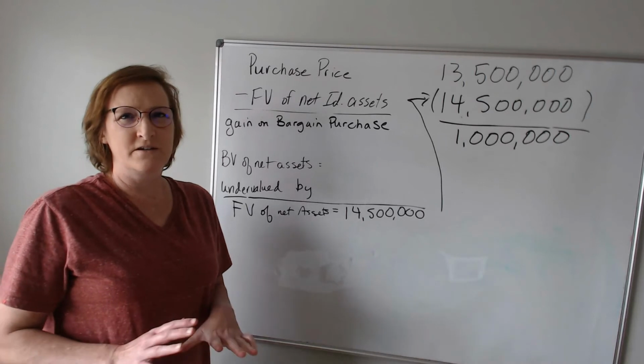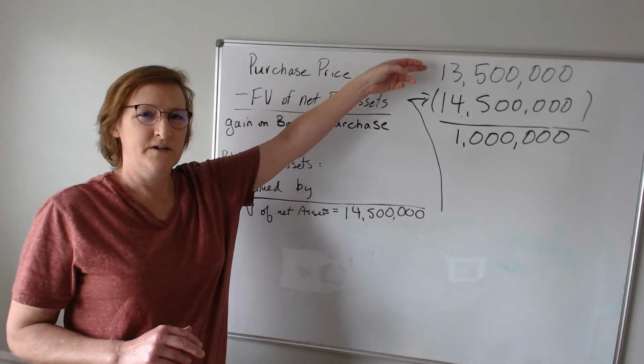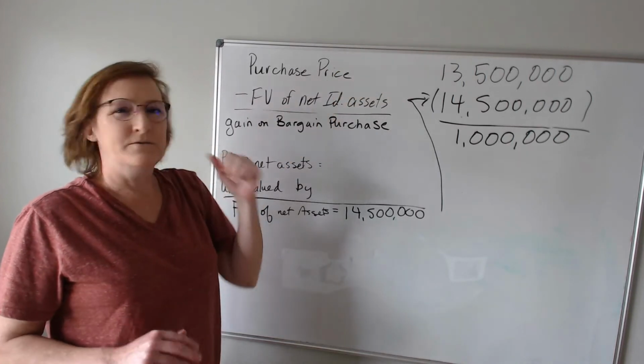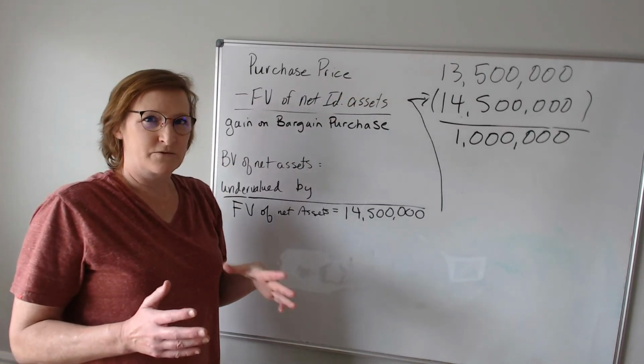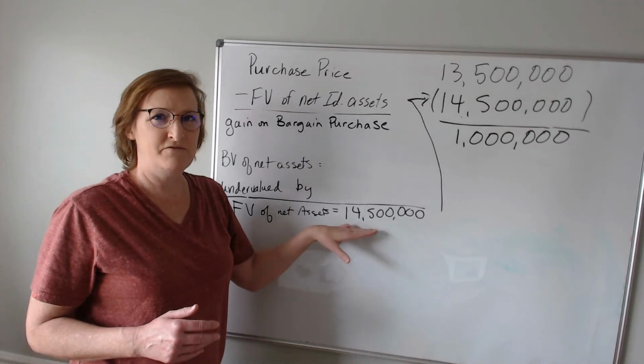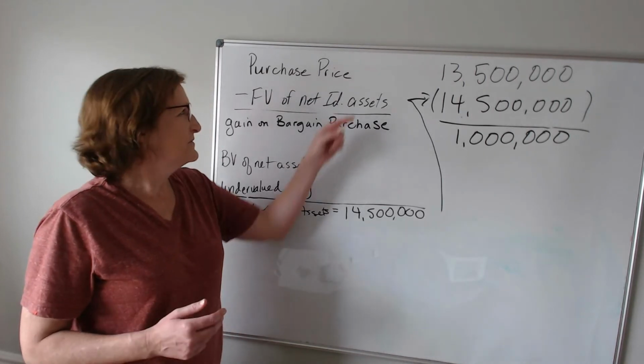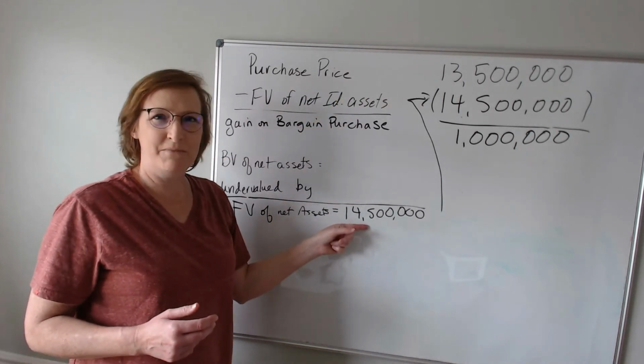Let's say we still are acquiring a company for $13,500,000. But when we found out what the assets were really worth, the fair value of the net assets was $14,500,000. So sounds good, right? We're only paying that to get that much.